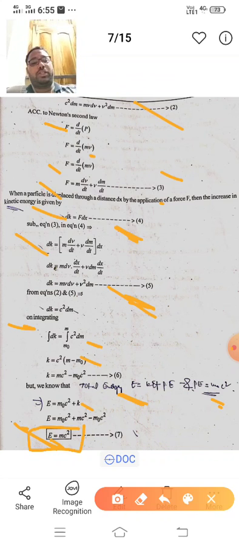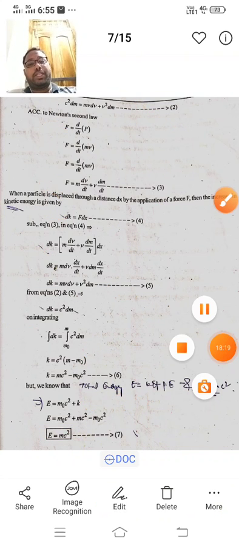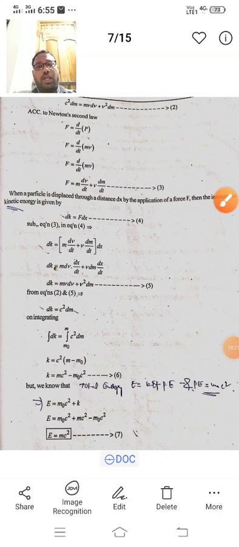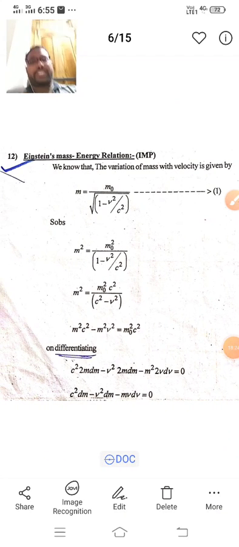Okay, so this one is the derivation of E equals mc square. Can I repeat again? This question will be repeated. So the first is Einstein's mass-energy equation.